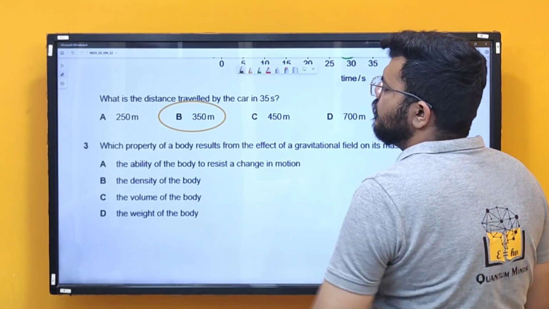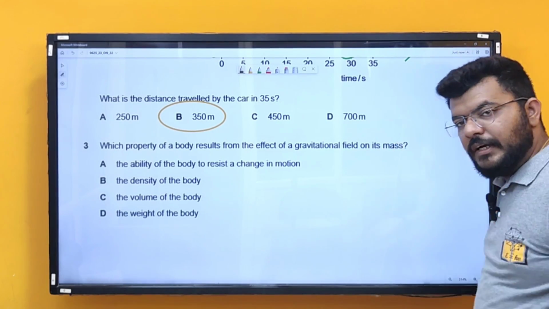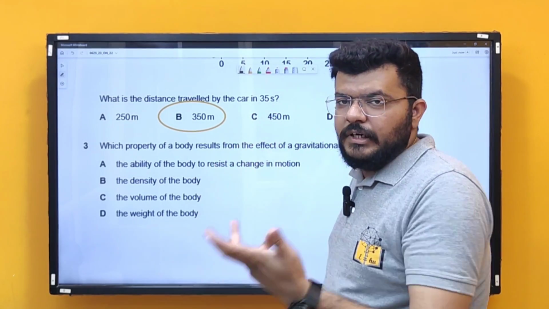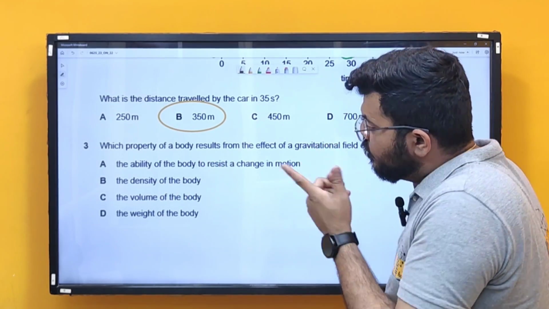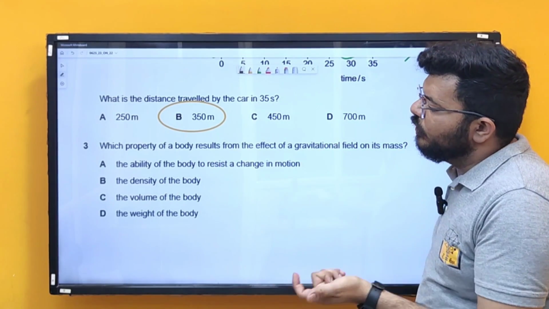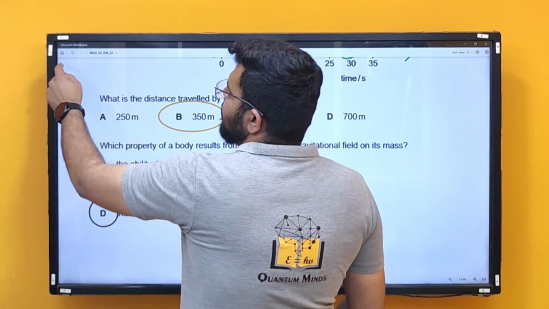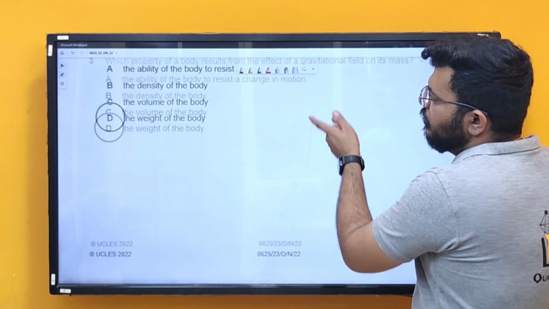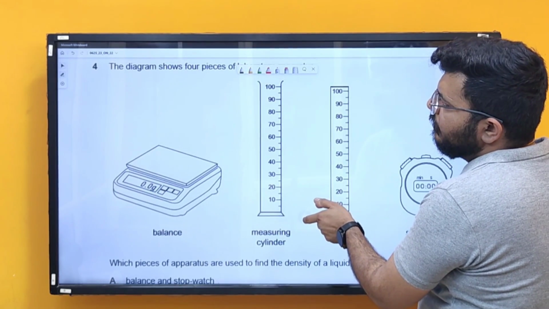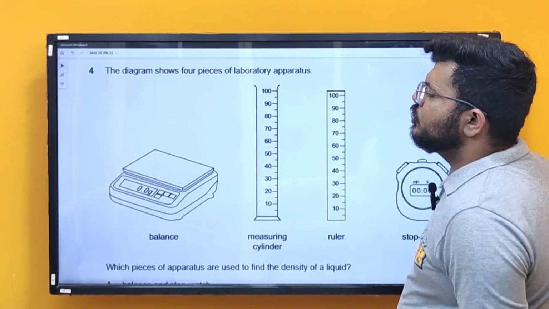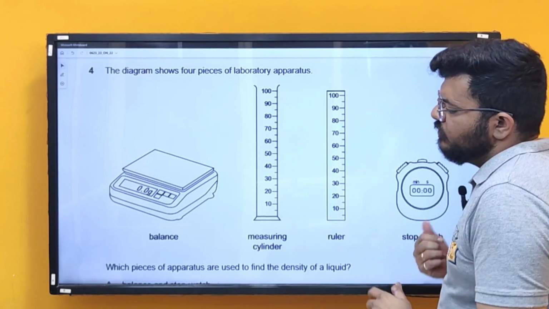Then we have question number 3. Which property of a body results from the effect of a gravitational field on its mass? Weight. Gravitational field has weight, right? Weight is because of gravitational field. The ability to resist change in motion, that's inertia, that's due to mass. Density is volume and mass both. Volume is due to its dimensions, weight is due to its mass and the effect of gravity on mass, W is equal to mg.